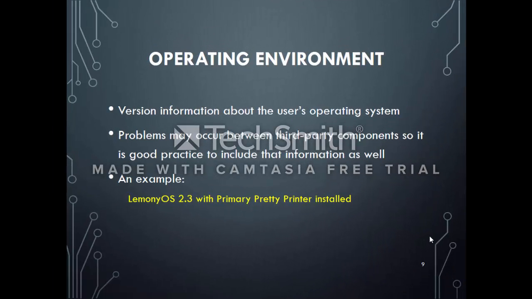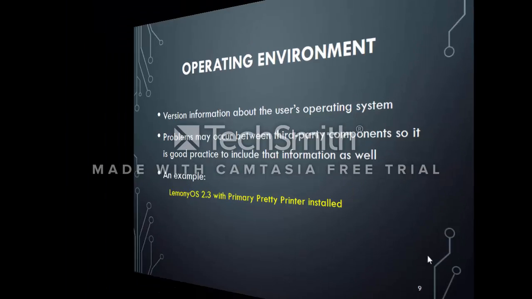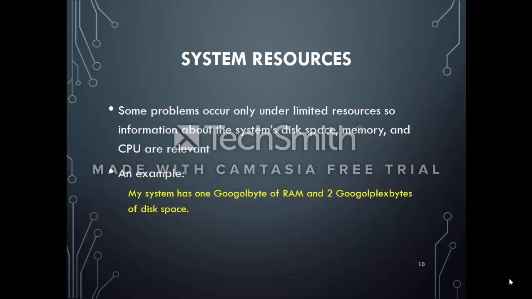The operating environment includes all the version information about the user's operating system. Problems can occur between third-party components, so it's good practice to include that information as well. Here we have an example where LimineOS 2.3 is the stated operating environment. Some problems occur only under limited resources, so information about the system's disk space, memory, and CPU are all relevant, and we include that under system resources.